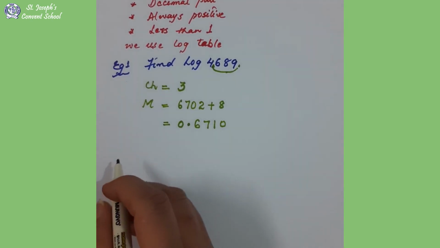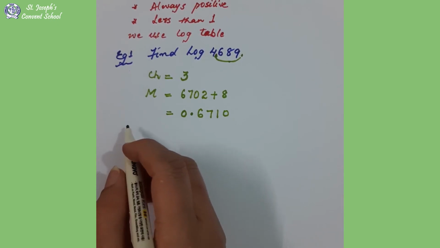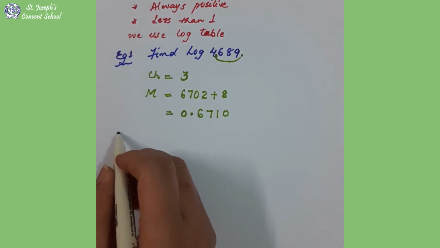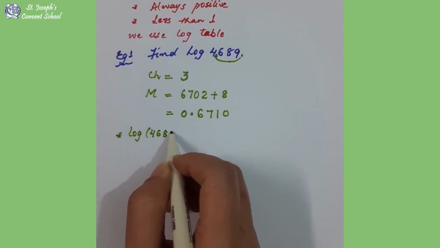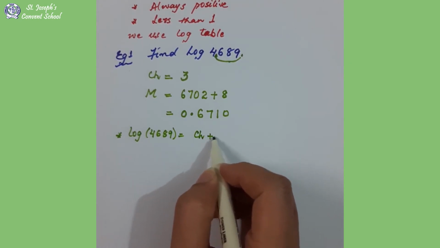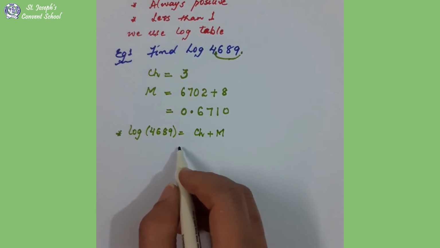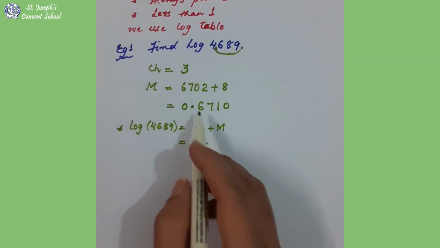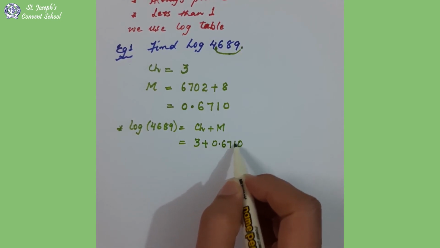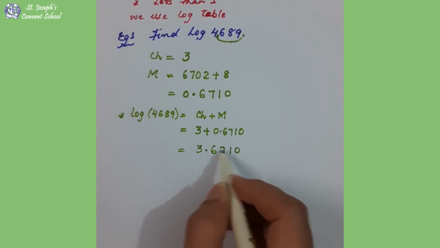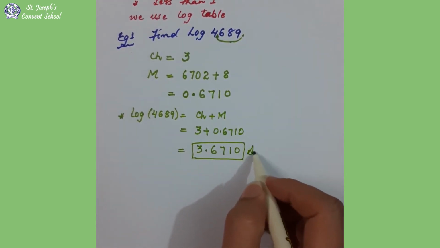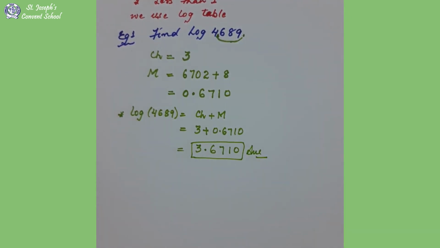Now the next step: the common logarithm is always equal to the sum of the characteristic and mantissa. So we mention here log of 4689 is equal to characteristic plus mantissa. You can see the characteristic is 3, so we write 3 plus the mantissa 0.6710. Add both of them and you get 3.6710. So this is the answer. It's not difficult, it is simple. First step is to find the characteristic. Second step is to find the mantissa using the log table, and in the end you add both of them. Use a calculator if you don't know how to add the decimals.